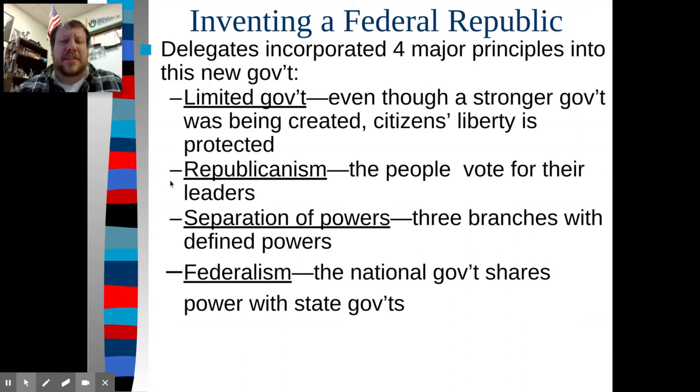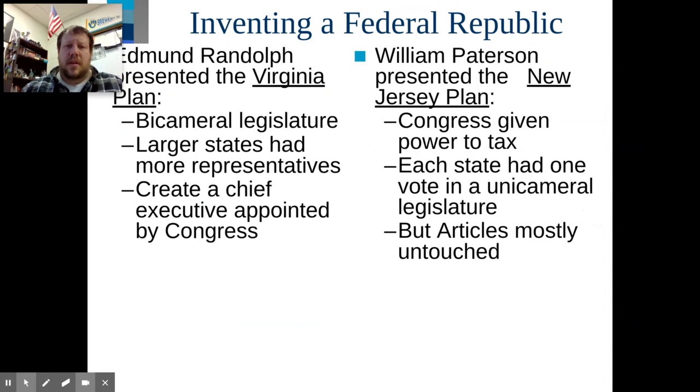We have to have republicanism. How do the people vote for their leaders? And how do we vote for national leaders in elections? We want the idea of separation of powers from Montesquieu, the idea of three branches with defined powers to prevent that idea of tyranny, and federalism. How do we balance states and the federal government? And this whole thing is going to come down to a whole bunch of compromises that we make happen here. So, number one, we're going to see how we're going to try and invent our Congress.